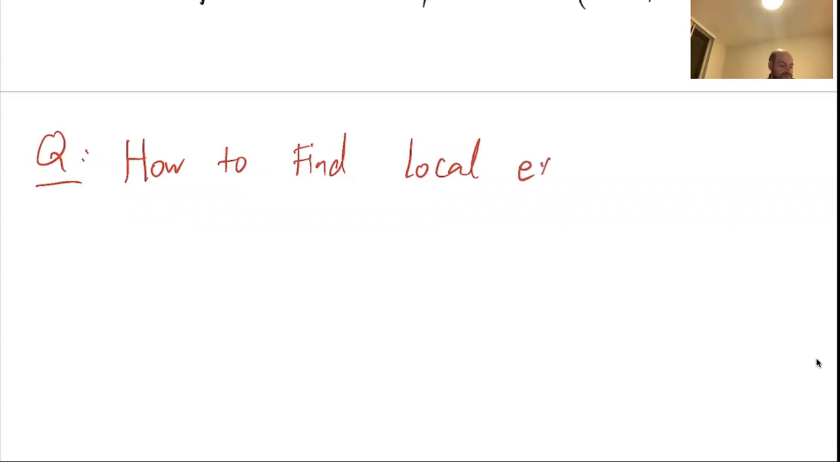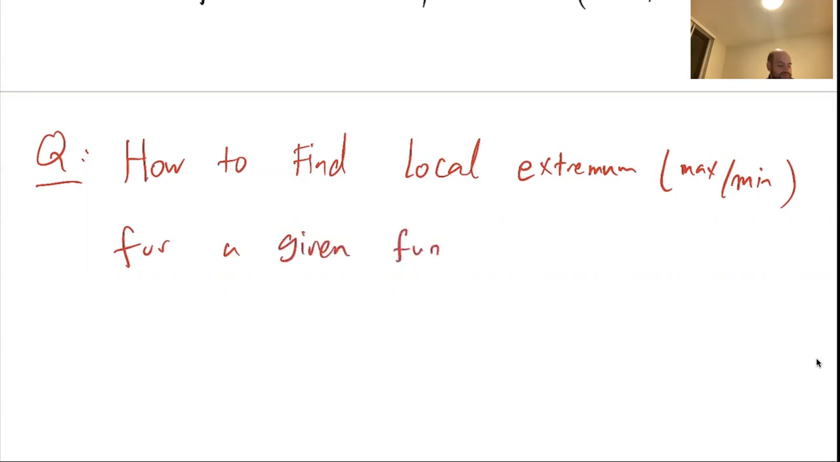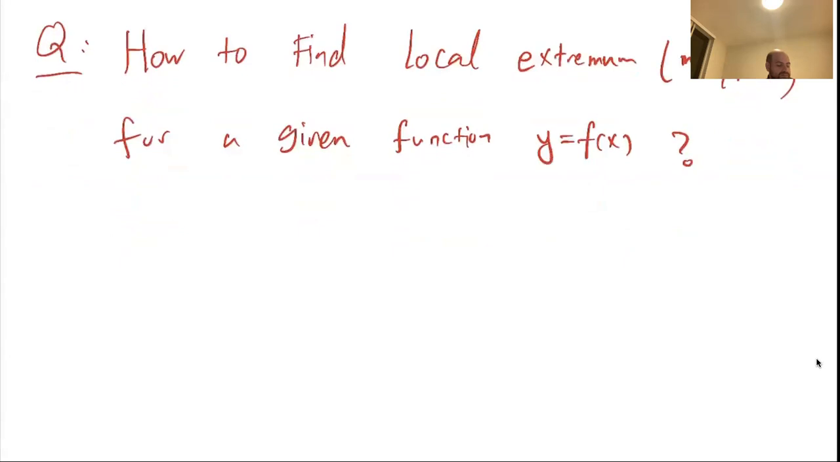Okay, now the question is how to find a local extremum, meaning a maximum or minimum, for a given function y equals f of x. The answer is in a theorem. A theorem provides the answer for this question.